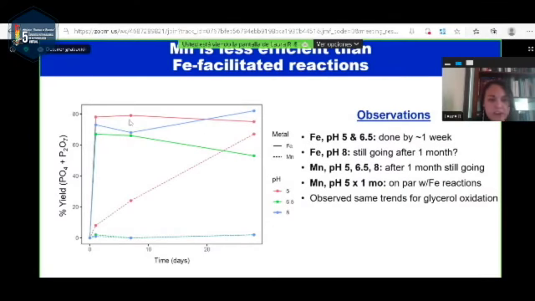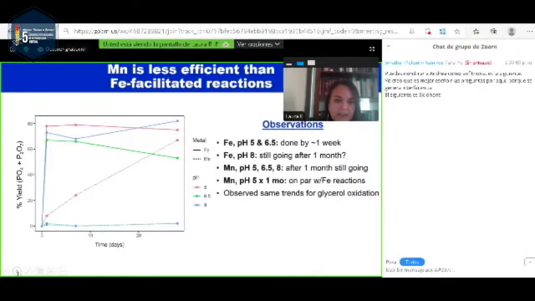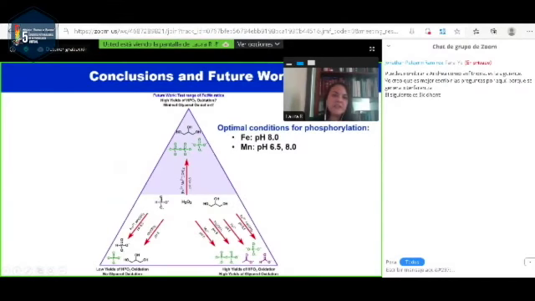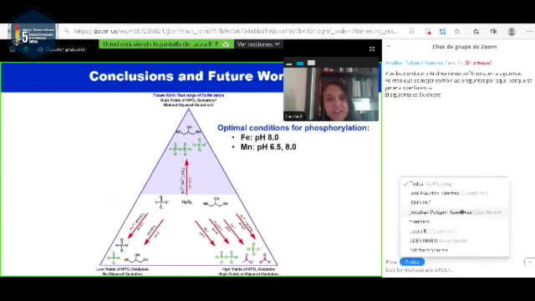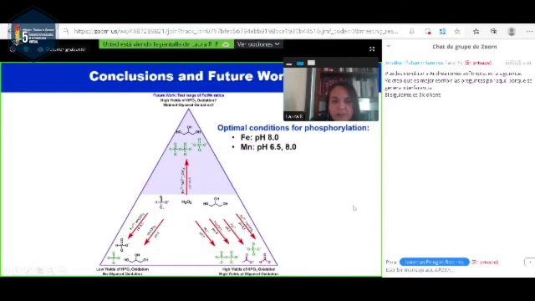And this leads me to my second point, which is that the reaction is basically complete for the ferrous-facilitated reactions after about a week, whereas the manganese is still going after a month at pH 5, and then you can see it's slightly increasing even more slowly for the 6.5 and 8 reactions. So iron is much more efficient at oxidizing the phosphite. So in conclusion, metals that are trapped in the oxyhydroxides can still facilitate these reactions, and the oxyhydroxide minerals seem to be most conducive for potentially phosphorylation.